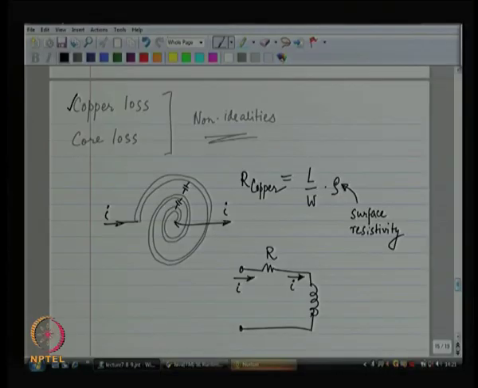Then we went further and discussed the different non-idealities. There is a copper loss and a core loss, both of which we discussed. Because of the series resistance, the wire is also resistive, and that is why there is a copper loss. An inductor should be a lossless passive component, but because the wire is resistive, when a current goes through there is some loss in power; it consumes power. So that is the copper loss.